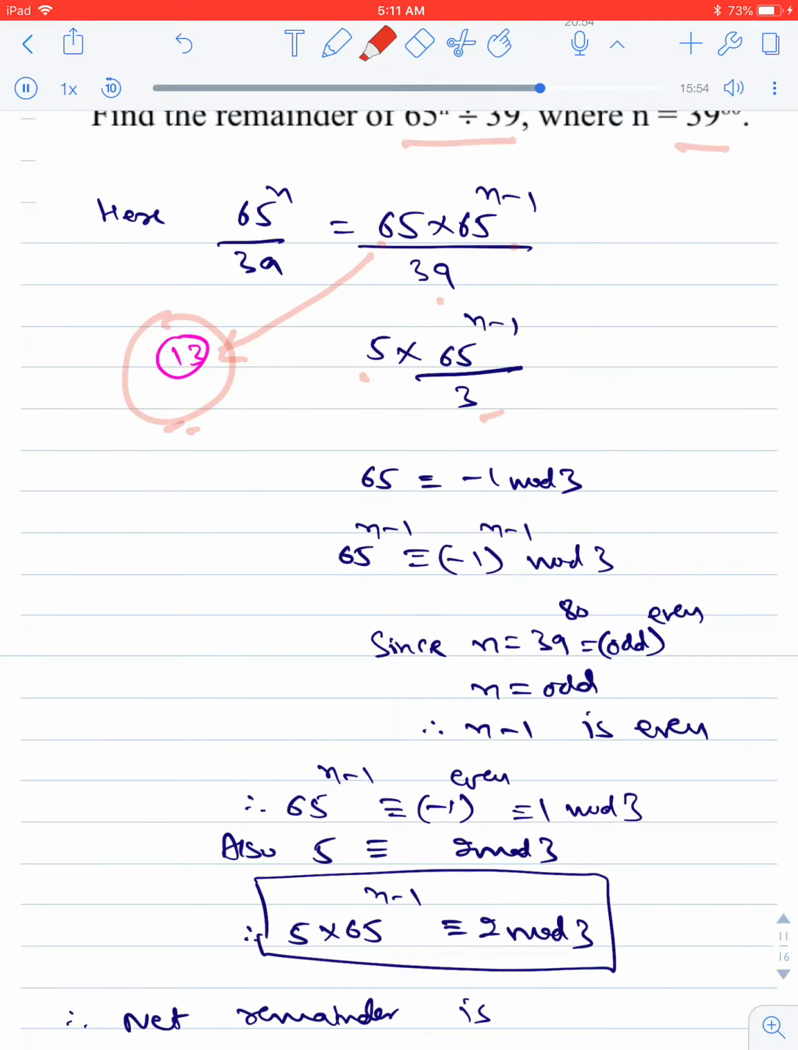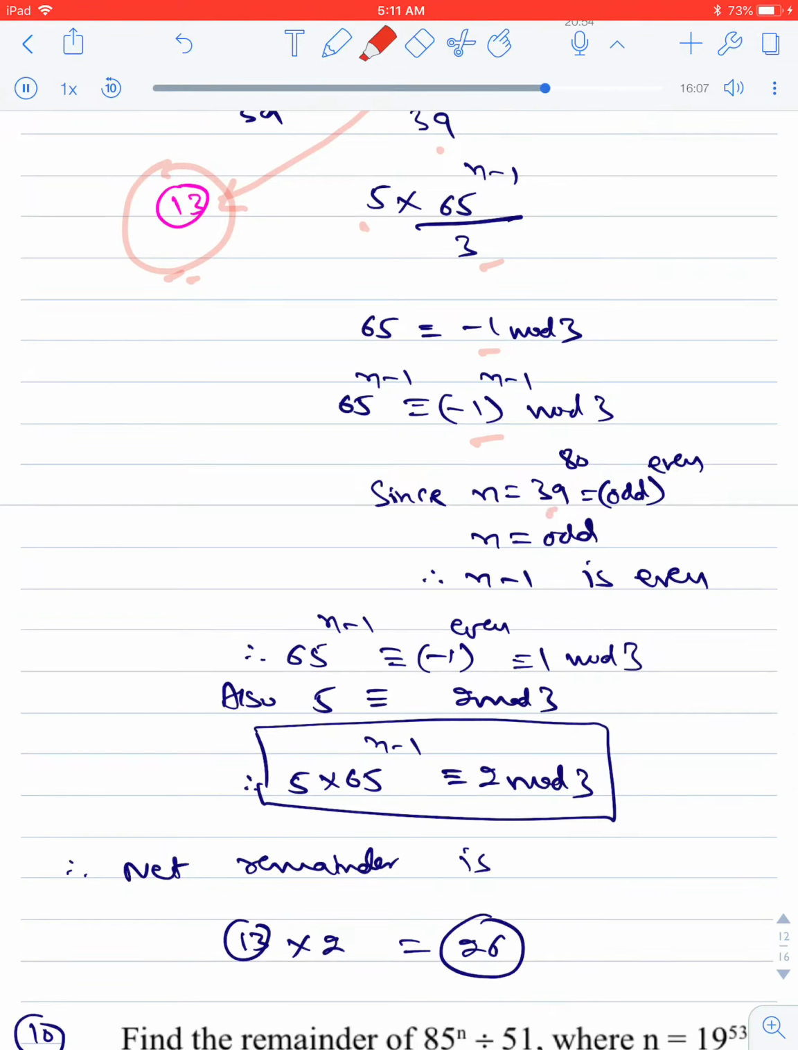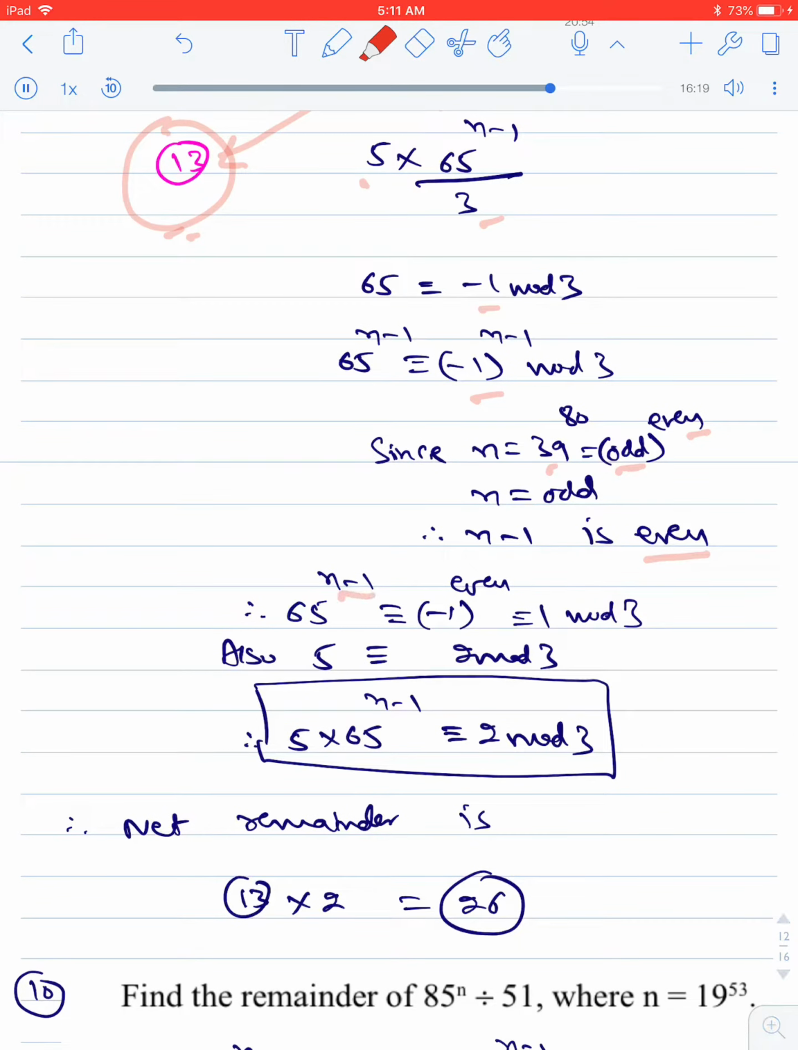So 65 is congruent to minus 1 mod 3. What we get is 65 raised to power n minus 1 is congruent to minus 1 raised to power n minus 1 mod 3. Now here n is 39 raised to power 80. 39 is an odd number, and odd raised to any power stays odd, so n is odd here. Therefore n minus 1 is even. Therefore 65 raised to power n minus 1 is congruent to minus 1 raised to an even power, which is 1 mod 3.